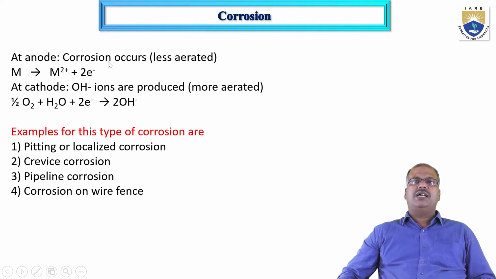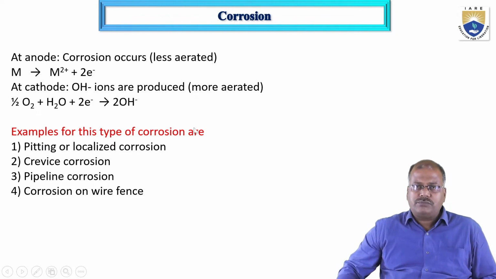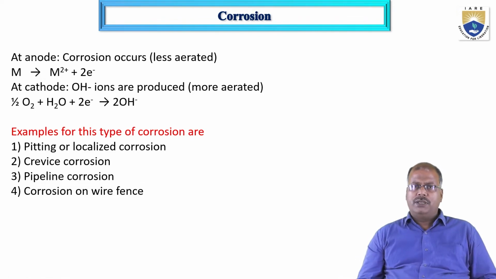At the anode, corrosion occurs in the less aerated region. The reaction: metal undergoes oxidation to metal 2+ ions plus 2 electrons. At the cathode, OH- ions are produced in the more aerated region, where oxygen gets reduced to OH-. Examples for this type of concentration cell corrosion are pitting or localized corrosion, crevice corrosion, pipeline corrosion, corrosion on wire fence. All these are examples of oxygen concentration cell corrosion, a type of wet or electrochemical corrosion.